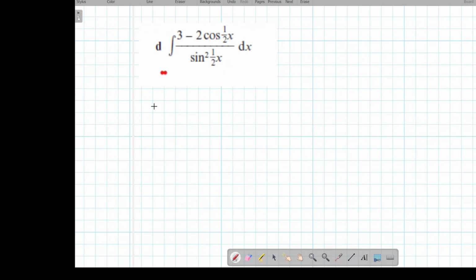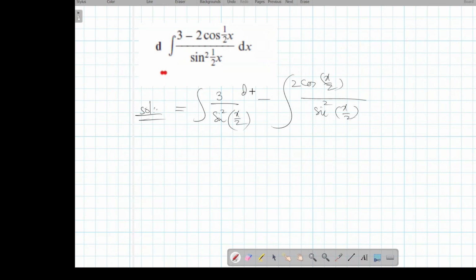So we will split the fraction: 3 over sine squared x over 2, and the argument minus 2 cos x over 2 divided by sine squared x over 2. And we will integrate both of these functions separately.